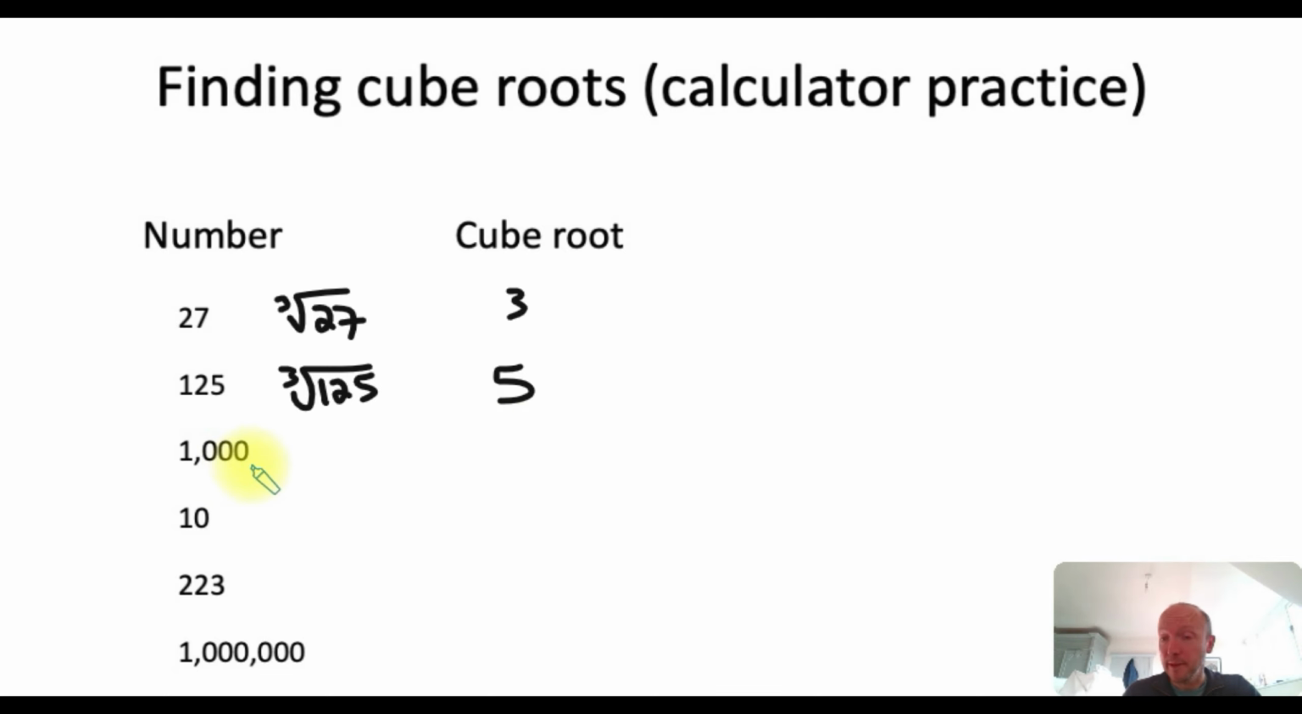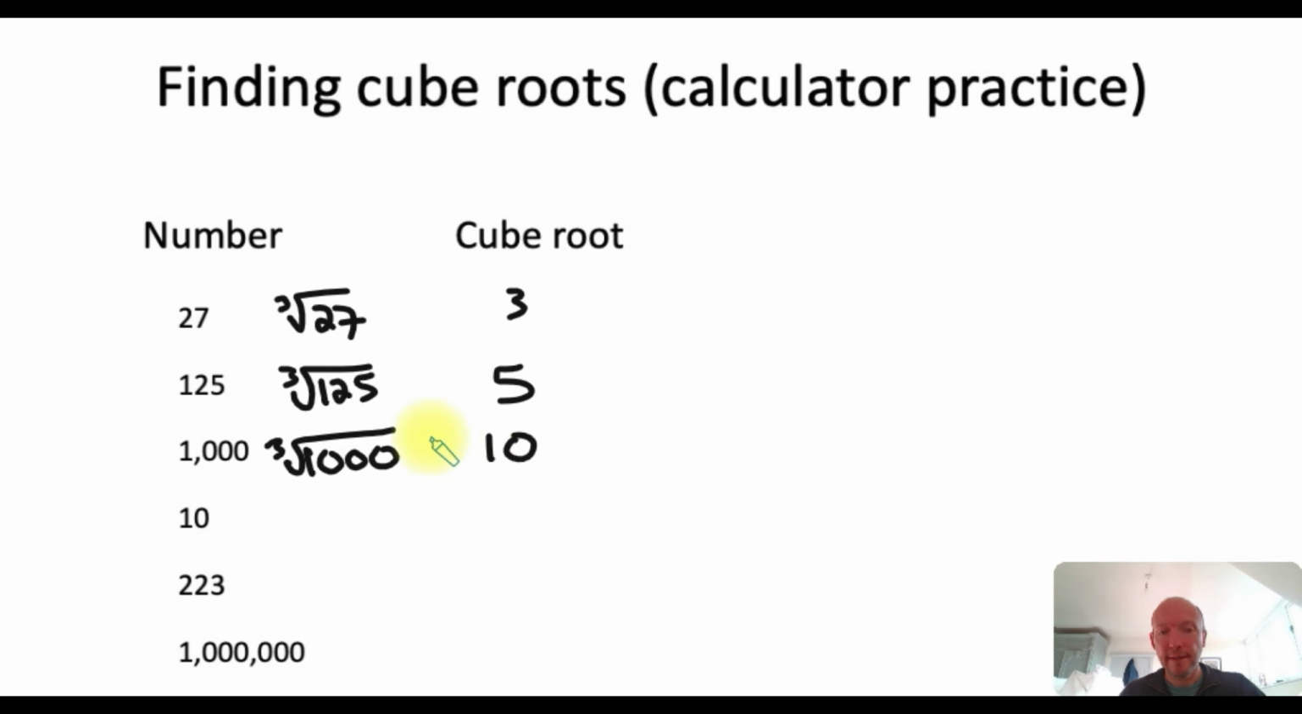Right, try the same with 1,000. Again, if you want to pause at any point, then feel free to do so, and then just play me when you're ready to go. So here I'm going to type the cube root button first, as we saw in the previous slide, then type 1,000, then hit equals, giving me again a nice round number of 10.